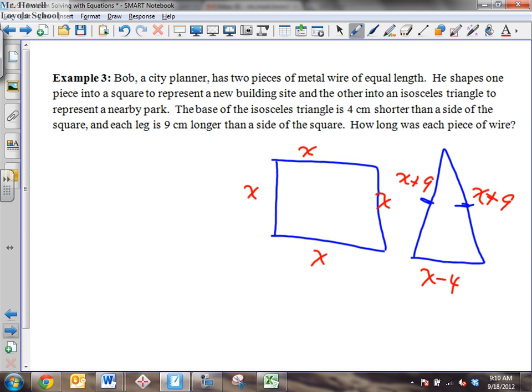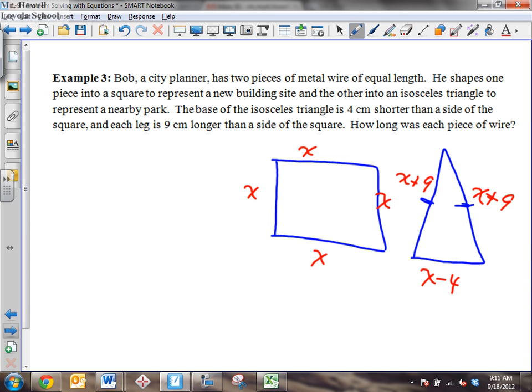At this point in time, what do I do? What does it say? Nick, tell me. It says two pieces of metal wire of equal length. So overall, the square and the triangle, the perimeter is the same. Very good. And I like the way you use that word. You didn't say they're the same because they're clearly not the same, right? These are not the same shapes, but their perimeters are equivalent.